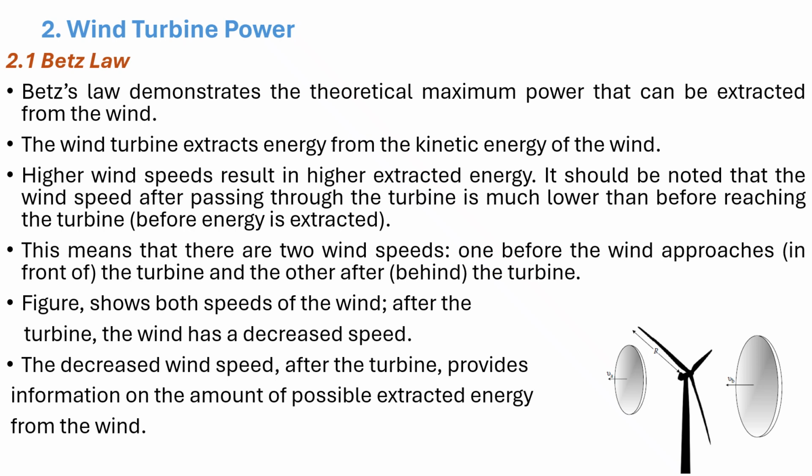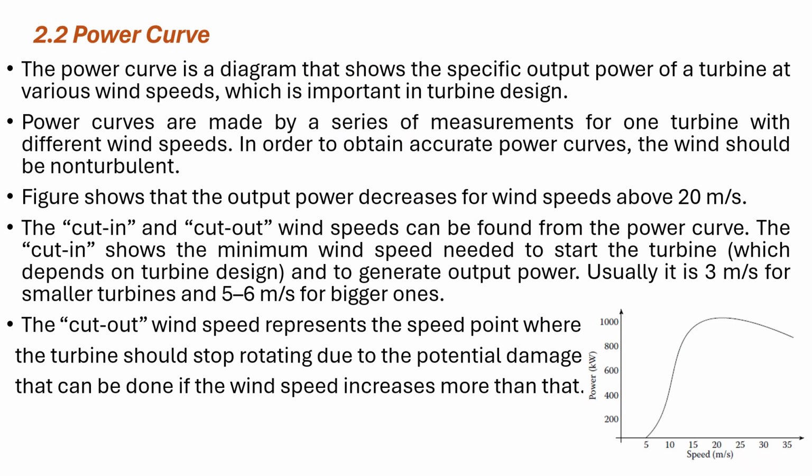That's very important. So moving on to the power curve, it's the diagram which represents the relationship between the speed and the power, which is important for the turbine design. Power curves are made up of a series of measurements for one turbine at different speeds. This is done to obtain accurate power curves.